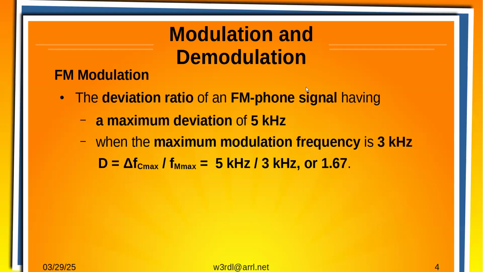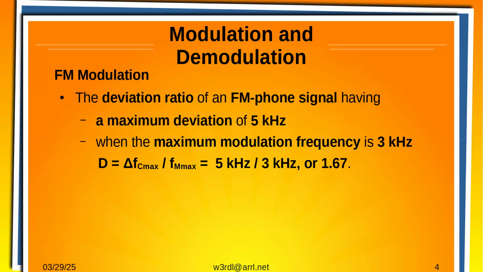So an example is, if you had a phone signal with a maximum deviation of 5 kilohertz, and the maximum modulating frequency is 3 kilohertz, then your deviation ratio comes out to 1.67. Which means that your modulated FM signal varies 1.67 hertz for every hertz variation of your modulating signal. That's all that's telling you.